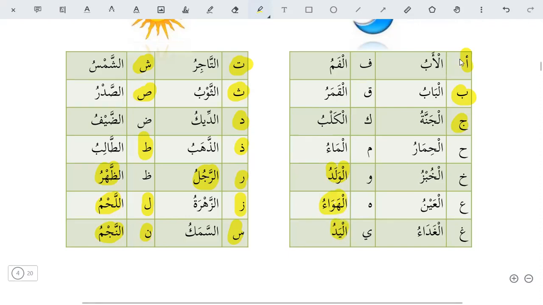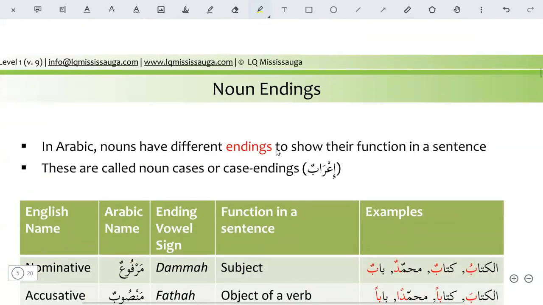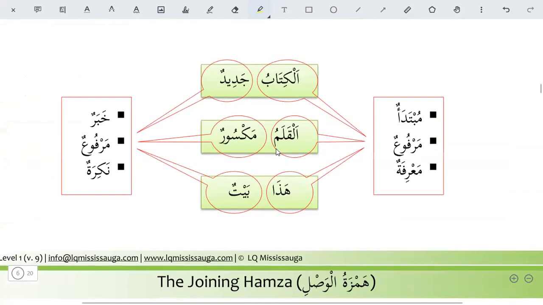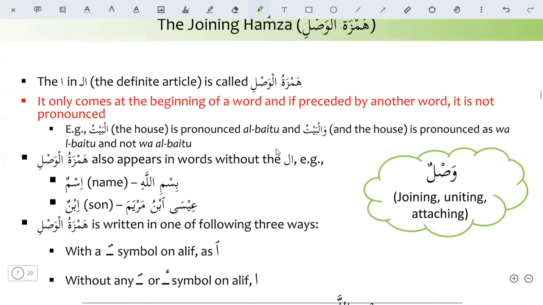So in this table, we will pronounce the lam of alif lam, and in this table, we will not pronounce the lam. This noun ending you will learn in lesson number 4, and what the jumlatul ismiya is you will also learn in lesson number 4. What is hamzatul wasl?